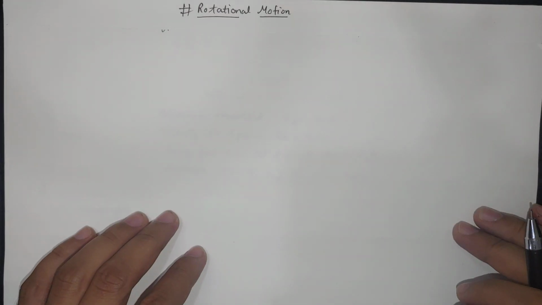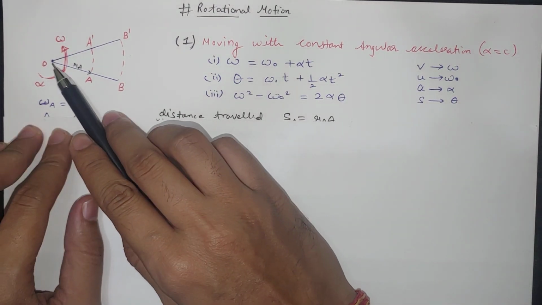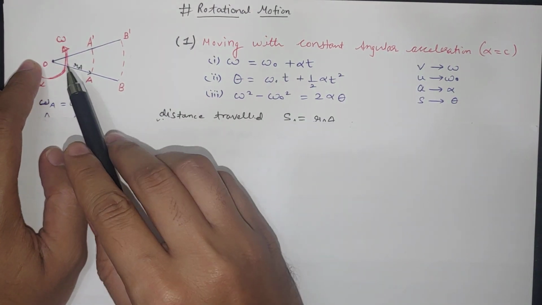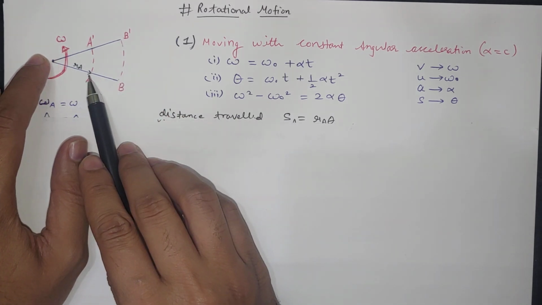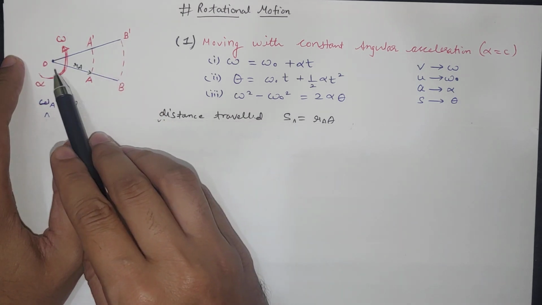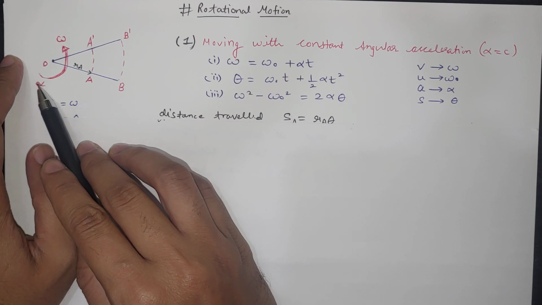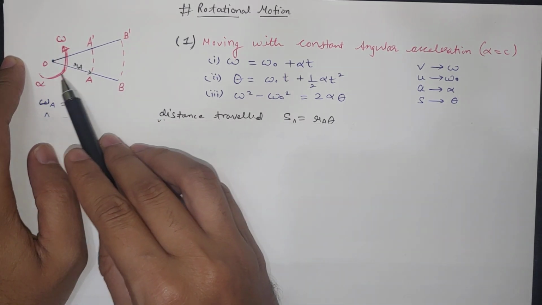In this video we will see rotational motion. So here, if you see, this is point O about which this particular rod is rotating, and point A comes to A dash and point B comes to B dash, because it is rotating with angular acceleration alpha and angular velocity omega in this direction.